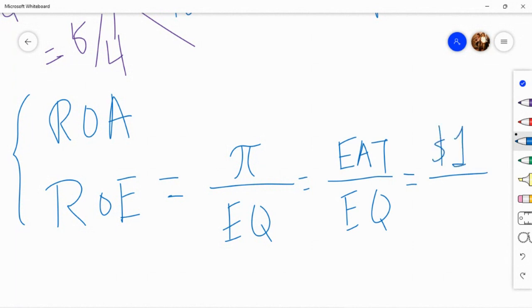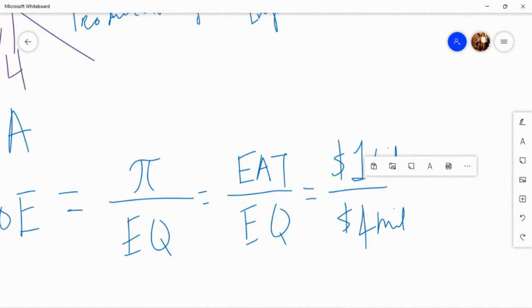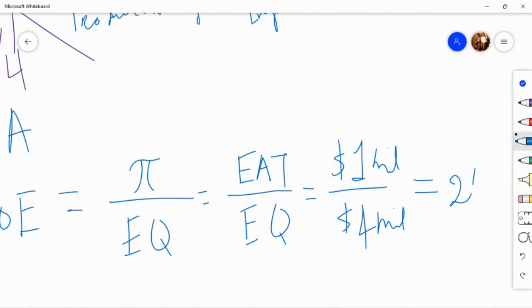So in our example, it's 1 million over 4 million, which is 25%. That's a really good return for the equity holders. In other words, for investing 4 million into this business, we got $1 million return, $1 million profit. So the return is 25%. It's a very good return.